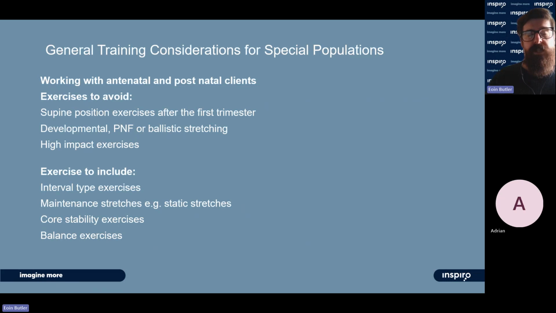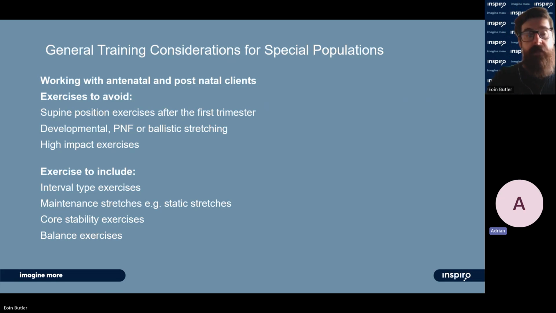Include interval type activity or interval type exercises again. So work, rest, work, rest. Maintenance stretches, so just static stretches. Core stability exercises. So that can be as simple as sitting on a stability ball when we do an exercise, to thinking about sitting on a bench and really concentrating on posture, and also balance exercises as well.